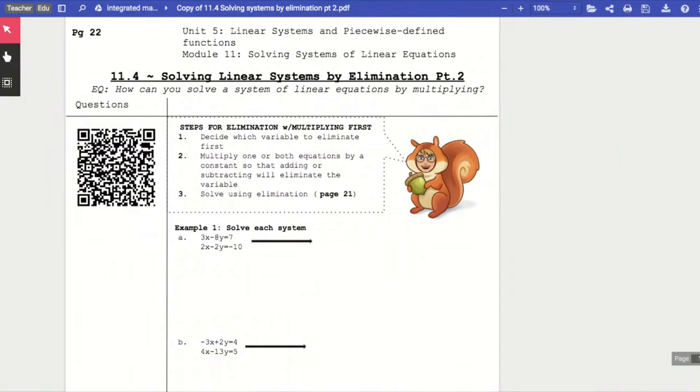All right, let's get started. So we're going to be talking about elimination. Last time we talked about doing elimination by adding and subtracting. Now we're going to be solving elimination using multiplying.